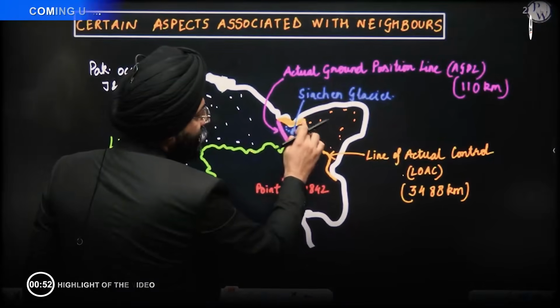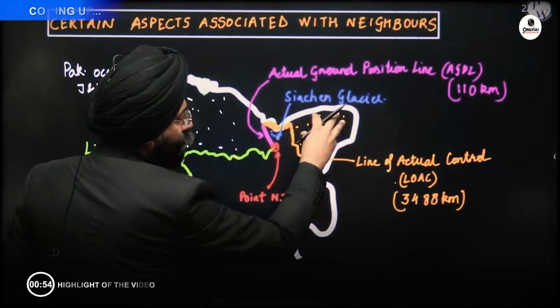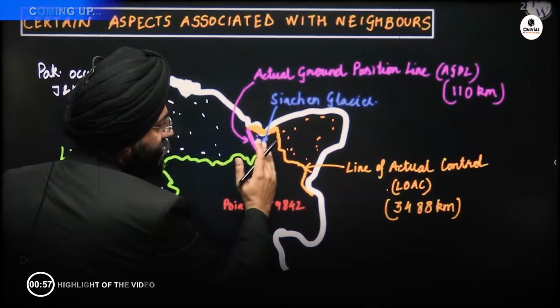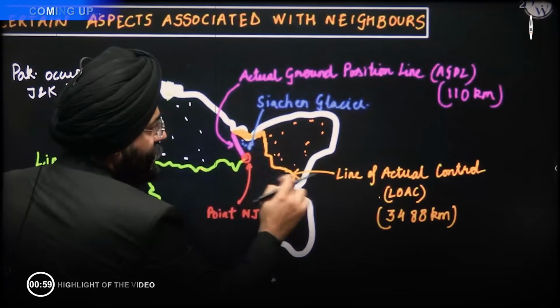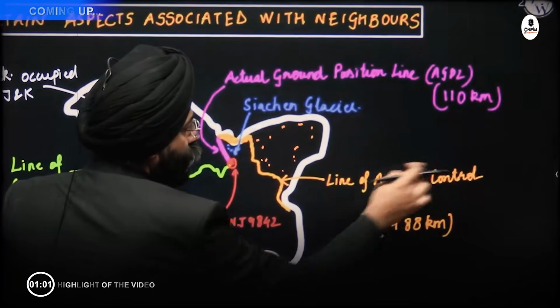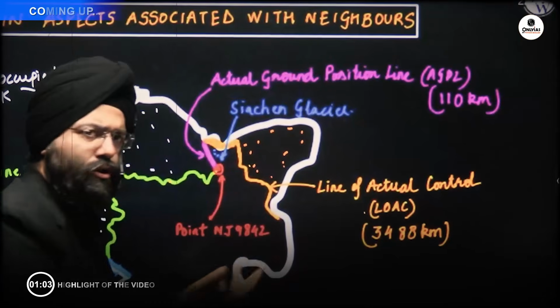This particular line which is separating the territory which is occupied by China and the one which is in the Indian gamut is known as the line of actual control, LOAC or LAC also for that matter.